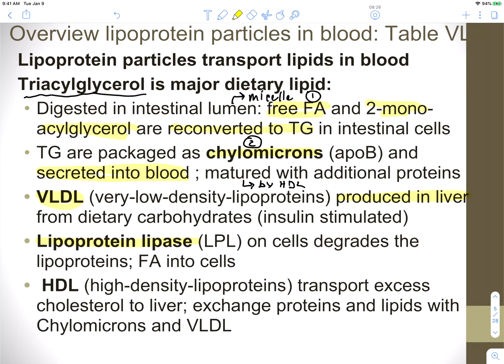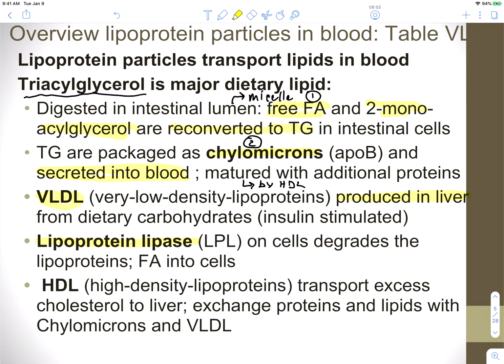blood vessels that surround certain tissues that need to absorb free fatty acids, namely your adipose tissue. So capillaries in your adipose tissue, for example, will have lipoprotein lipase embedded in them, and when these very low-density lipoproteins come in there, the lipoprotein lipase can work on the triacylglycerols and break them down to free fatty acids.